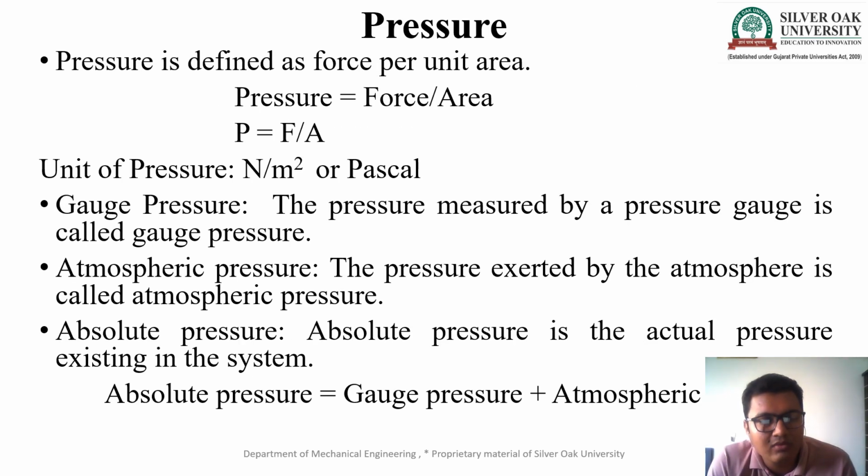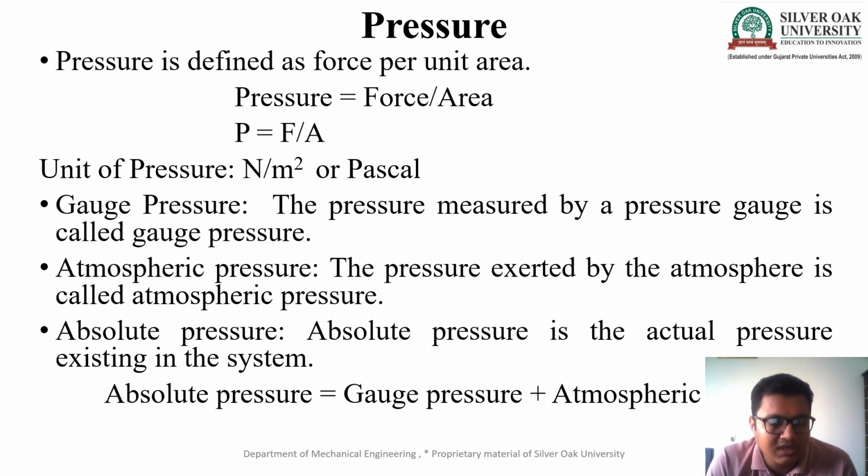Now we talk about pressure, which is a very important property. Pressure is defined as force per unit area. Whatever force is applied on a unit area is called the pressure. So pressure is equal to force upon area, P equals F by A. What are the units of pressure? The pressure units are Newton per meter square, kilonewton per meter square, Pascal, and bar.